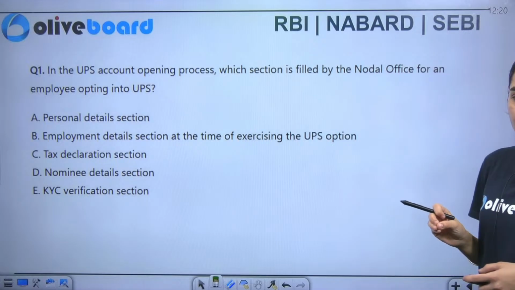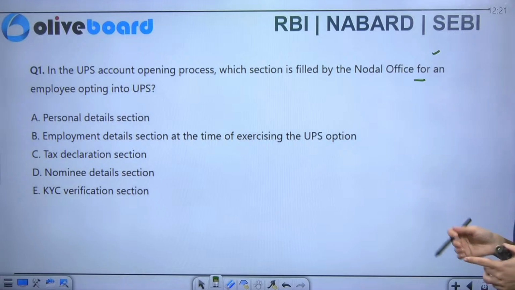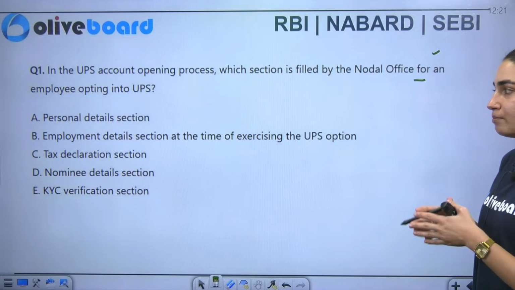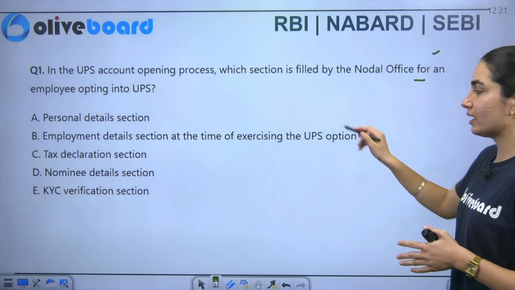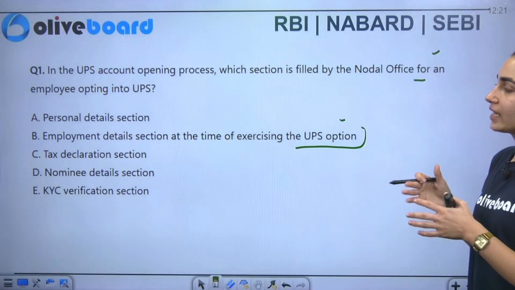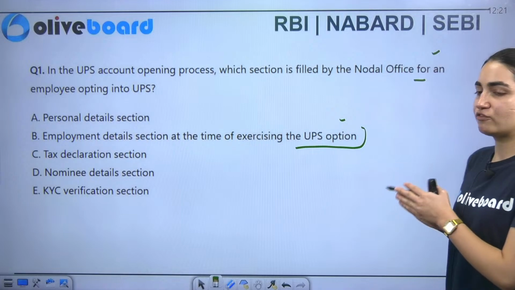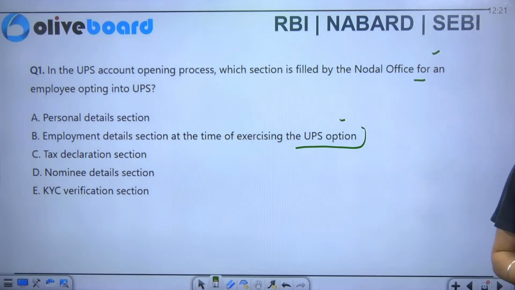In the UPS account opening process, which section is filled by the nodal officer for an employee opting into UPS? Is it the personal details section? Is it the employment details section at the time of exercising the UPS option? Is it the tax declaration section? Is it the nominee details section or KYC verification? Which one is the correct answer here?